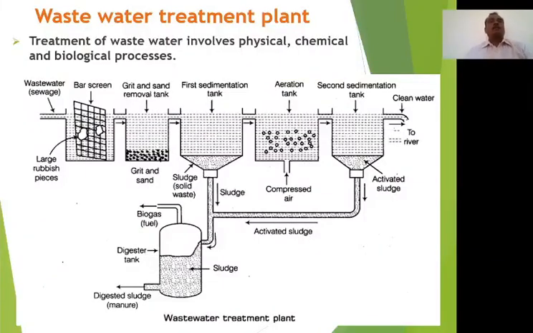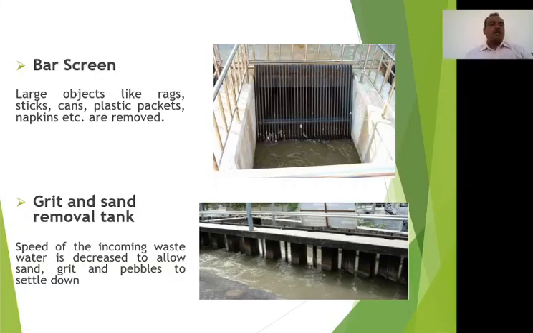Okay students, our next topic is the wastewater treatment plant. Treatment of wastewater involves physical, chemical, and biological processes. See this treatment plant. Now I will tell you its steps and parts and how it works. First step is the bar screen. At the bar screen, large objects like rags, sticks, cans, plastic packets, napkins, etc. are removed.